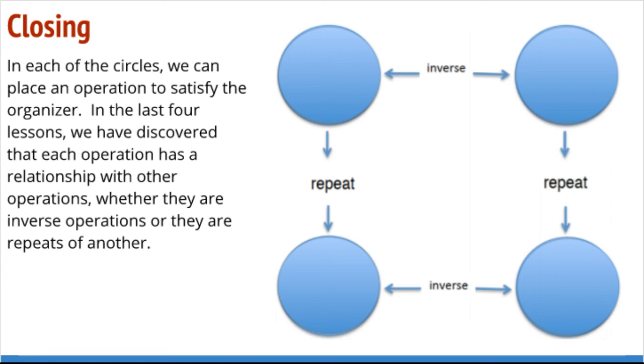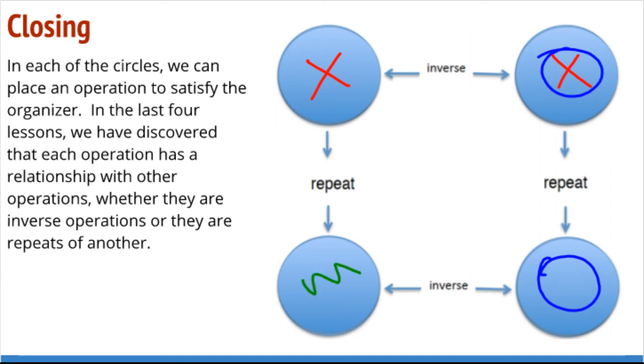All right, so a quick look at the closing here. So we've got some circles, and we're going to put one operation in each of the circles, and we're going to try and meet the requirements of the graphic organizer. So this operation here has to be a repeat of this one. And this operation here has to be the inverse of this operation here. They go back and forth this way. And this operation here has to be a repeat of this operation here. And these two have to be inverses.